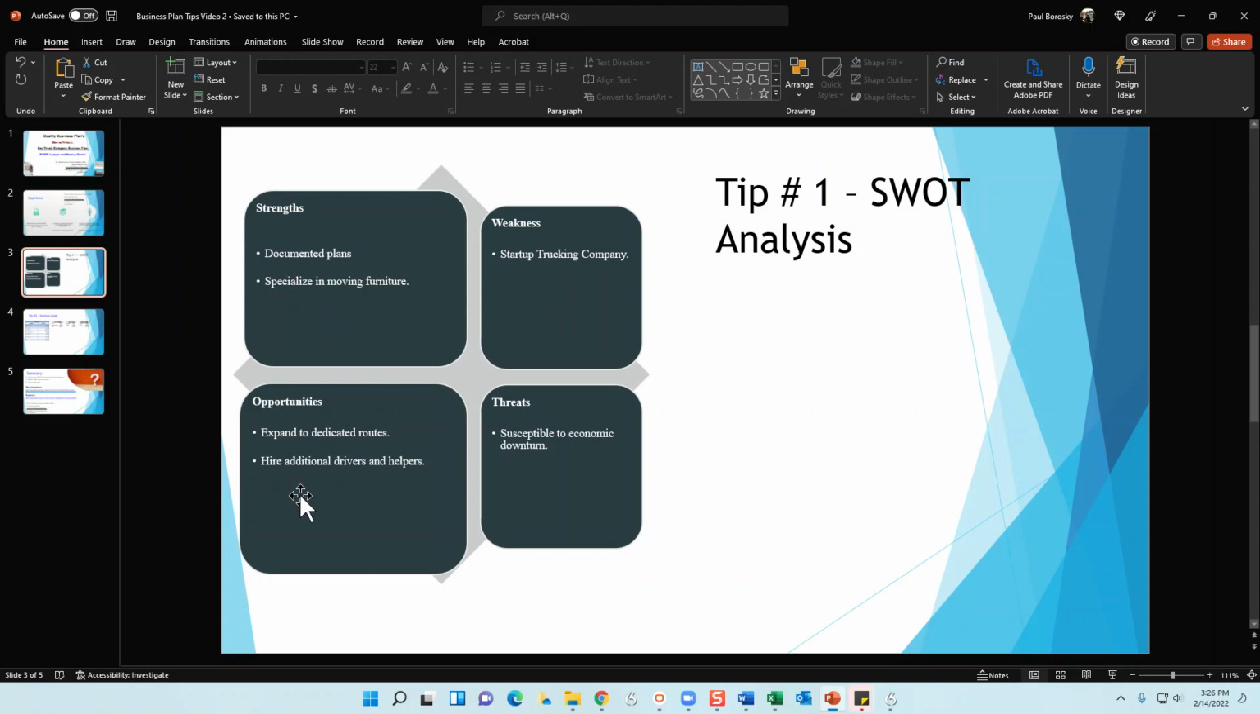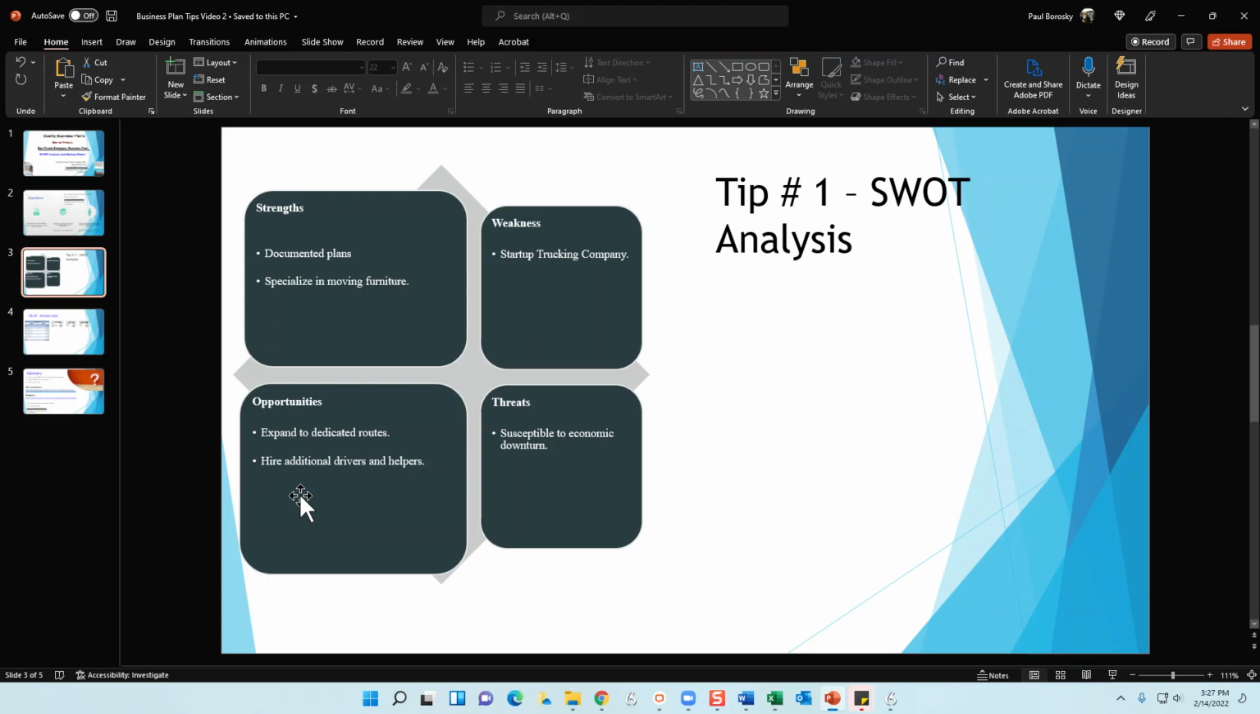Next is going to be opportunities. For this particular example, I use opportunities to expand to dedicated routes. So your organization at startup, you might be specializing in low boards, and you're just taking whatever jobs you can get until you get your feet under you and start building word of mouth about your organization and the services provided. Once you do that, you might want to expand, get a couple more box trucks and then expand into some dedicated routes. If that's going to be an opportunity you're going to exploit, make sure to list it here.